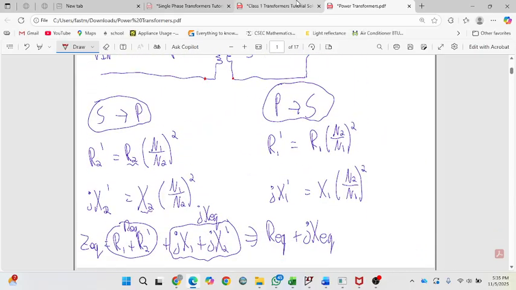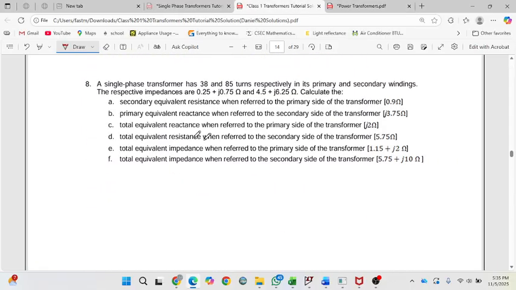All you have to know for this is that when you transfer the impedance, you basically use the turns ratio and carry it to the next side. And when you carry it to the next side, you add it up. You get two R's and two X's. Add it up, you get REQ and XEQ, which is basically ZEQ, because Z is REQ plus j XEQ.